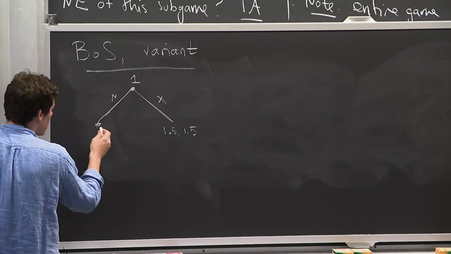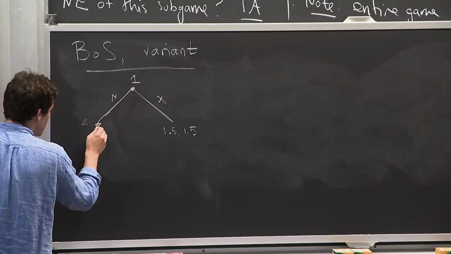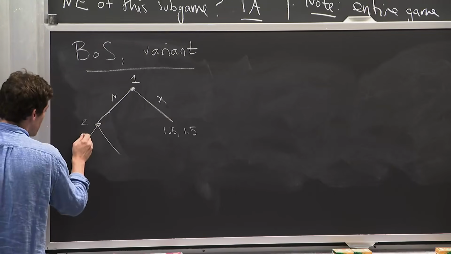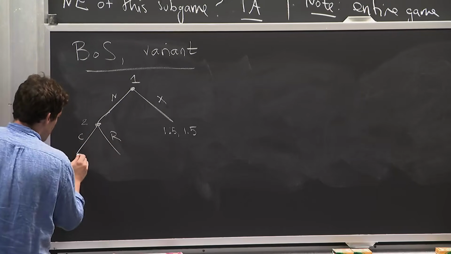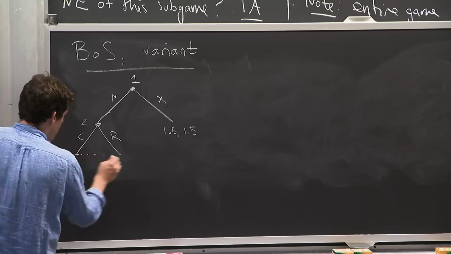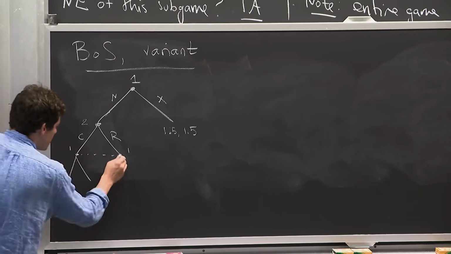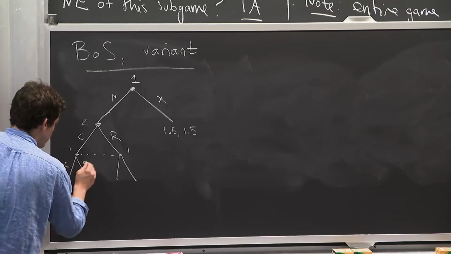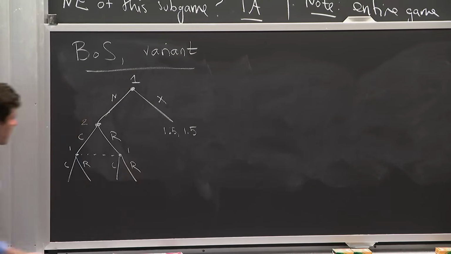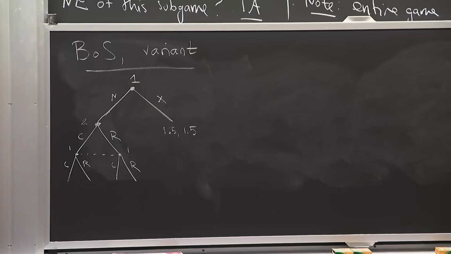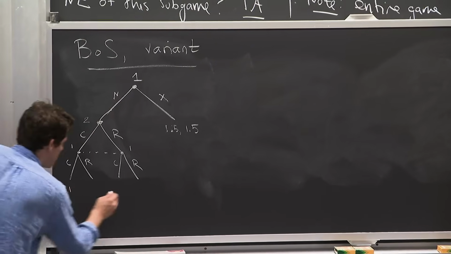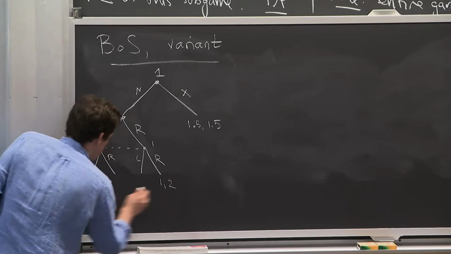So now let's say player 2 is going to move, choose Celtics or Red Sox. And then player 1, not observing what player 2 does, is going to choose Celtics or Red Sox. And we're going to follow our convention that player 1 prefers Celtics to Red Sox. So we're going to have 2-1, 1-2, 0-0.